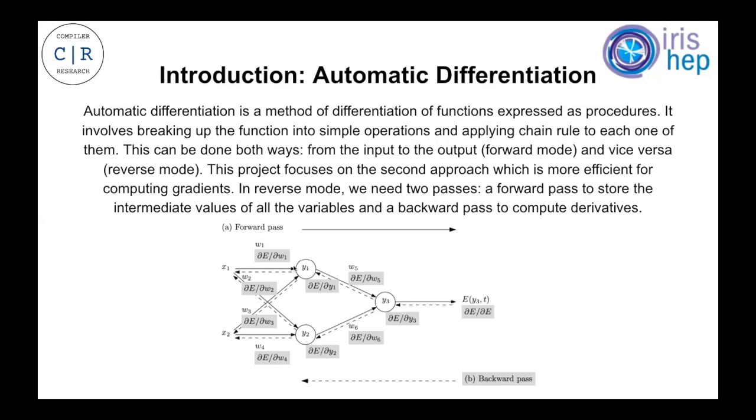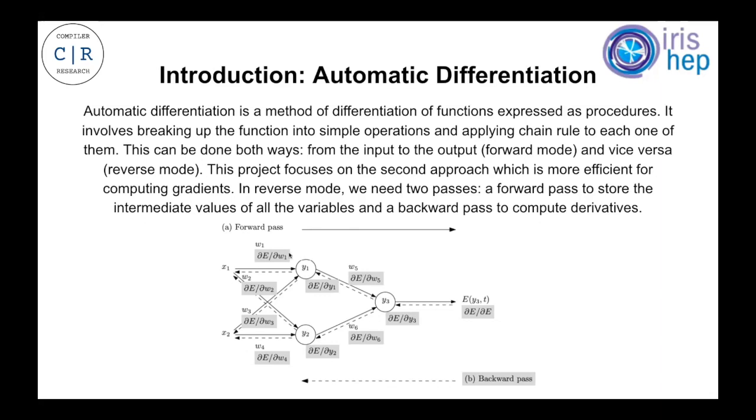Obviously, we could do that from the start to the end of the function. So basically apply the chain rule from the input values to the output values of the function to compute the derivatives. Or we could do it the reverse way, going from the output values to the input values. The second approach, the reverse way, turns out to be more efficient for cases where the number of inputs is bigger than the number of outputs, for example, computing gradients. This is the method that my project focuses on.